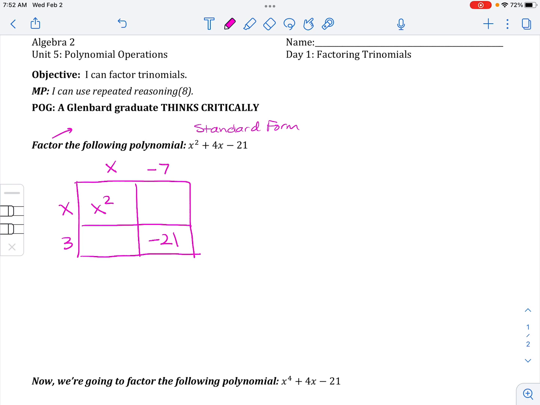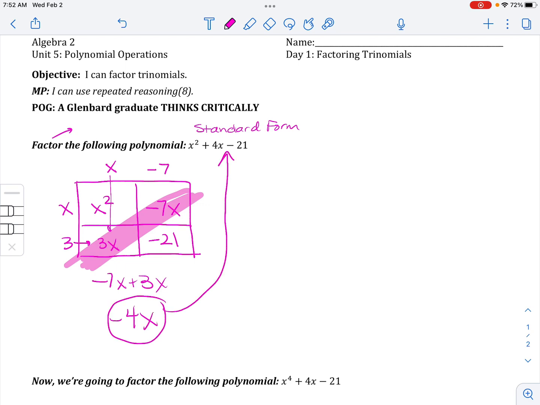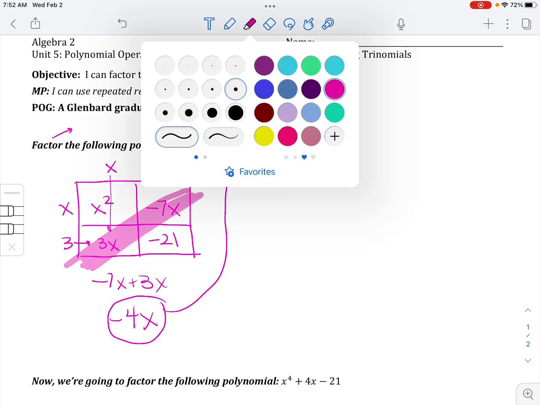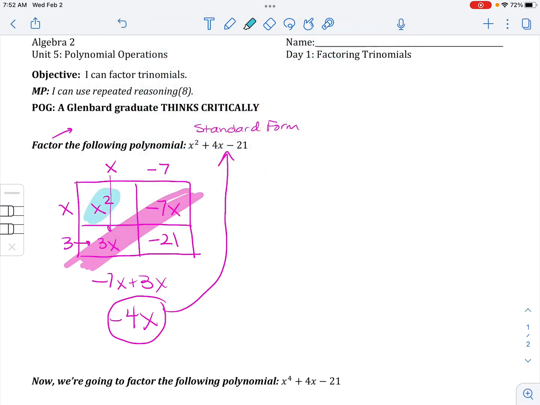When I place that negative 7 there, that yields a negative 7x here. The 3 and the x from here give us a 3x. Now when I put the middle together, negative 7x plus 3x gives me negative 4x. What I'm trying to see is, does this match the middle? Because this x squared matches this part here.